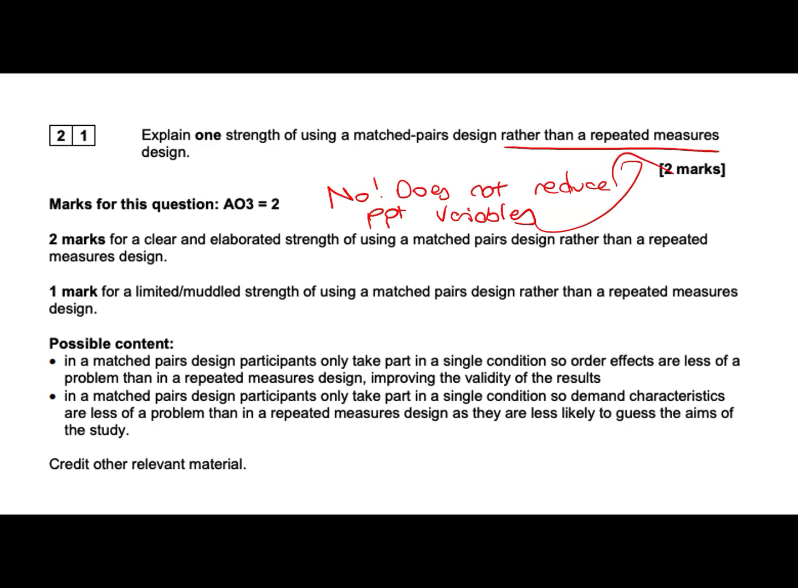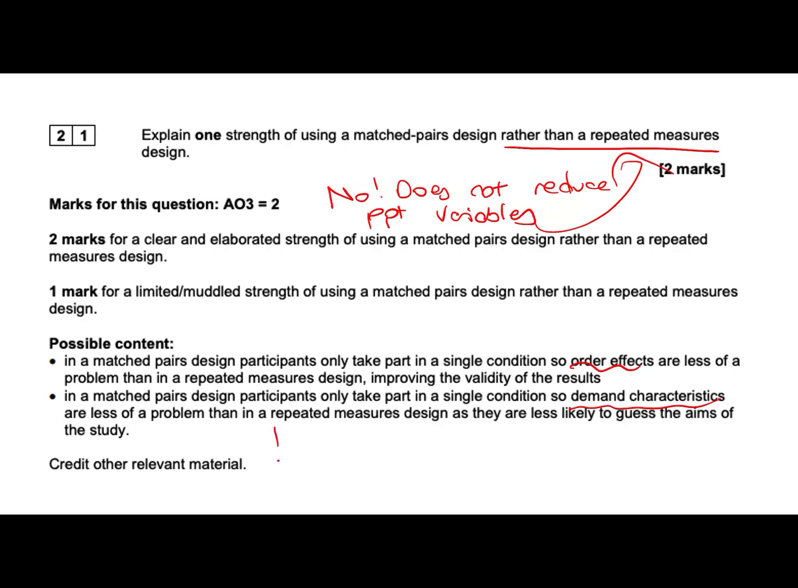Some things that were credit-worthy was fewer order effects because participants were only completing 1 condition rather than both. Some of you said demand characteristics for the same reason, that you're only aware of 1 condition of the study and therefore less likely to respond to demand characteristics, etc.